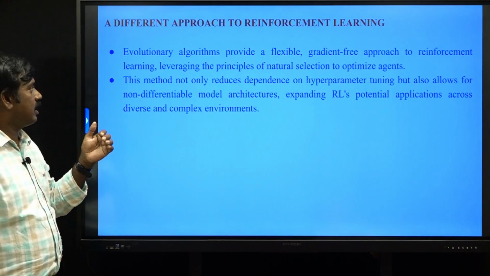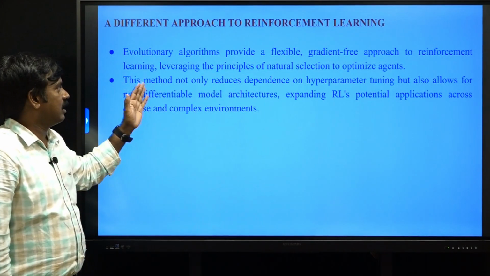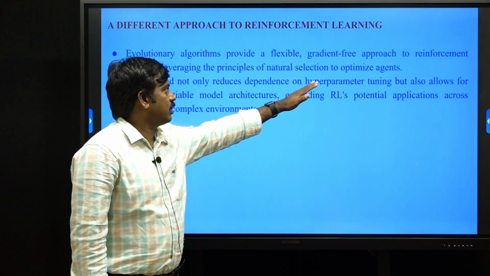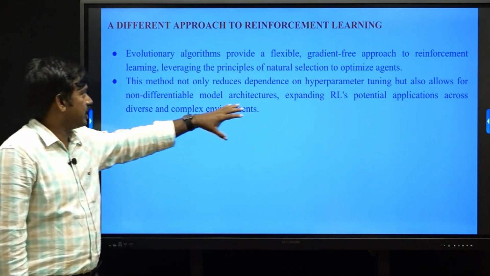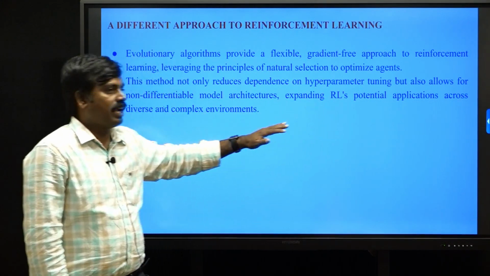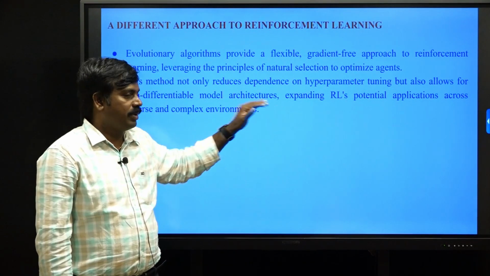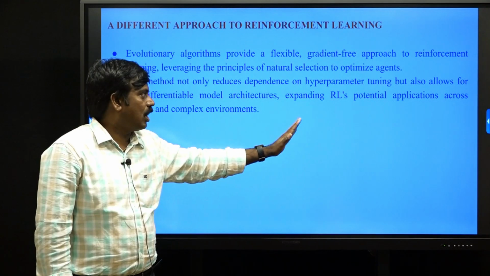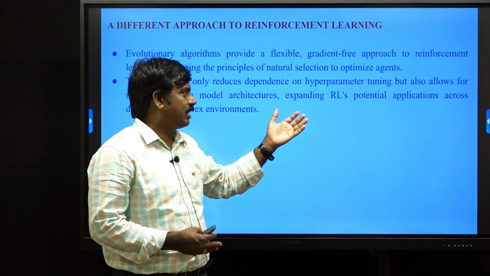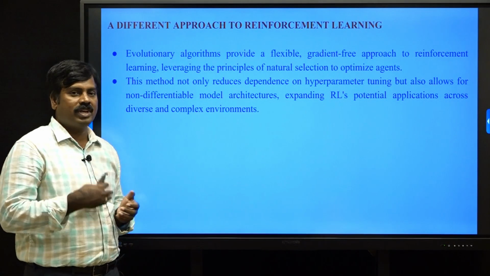So evolutionary algorithms provide a flexible and gradient-free approach to reinforcement learning. They are inspired by the principles of natural selection to optimize agents. These methods reduce the dependence on hyperparameter tuning, allow non-differentiable model architectures, and allow parallel learning. So evolutionary algorithms expand the potential of reinforcement learning in different applications and complex environments.